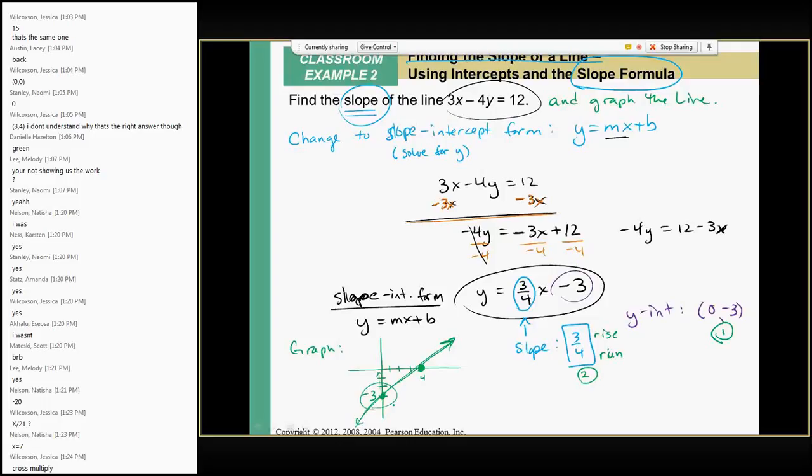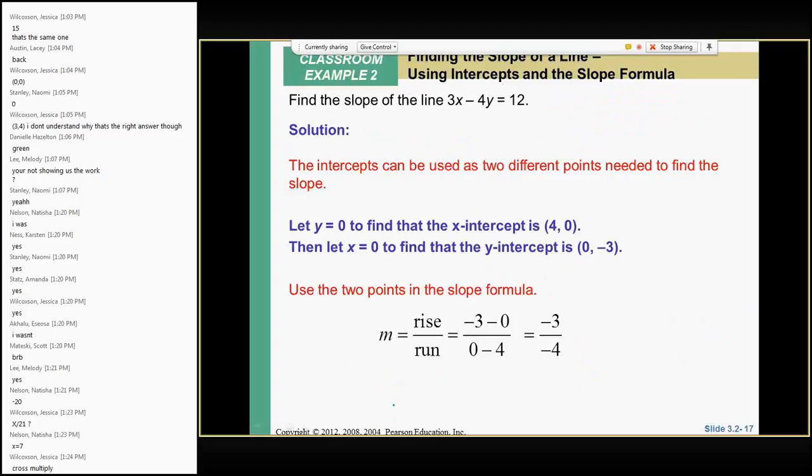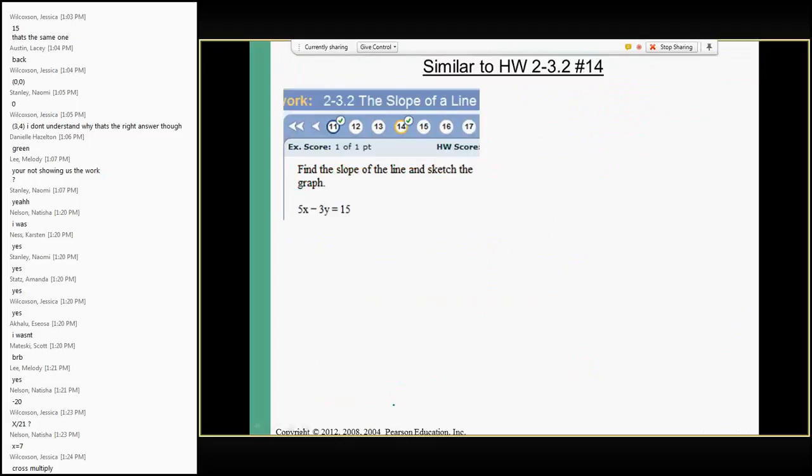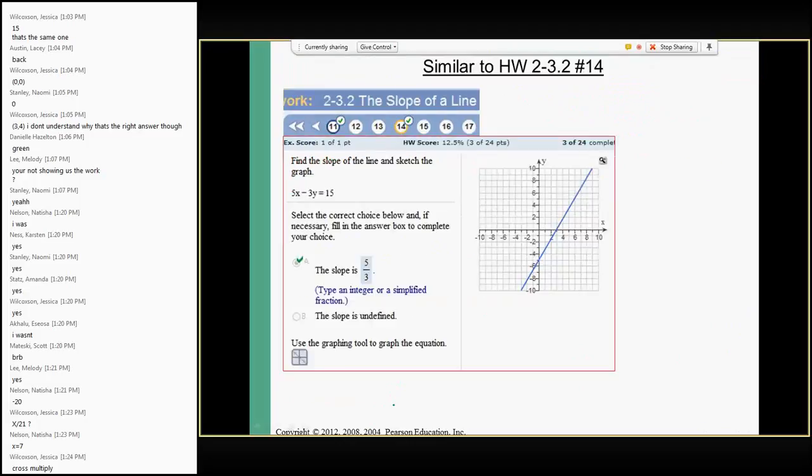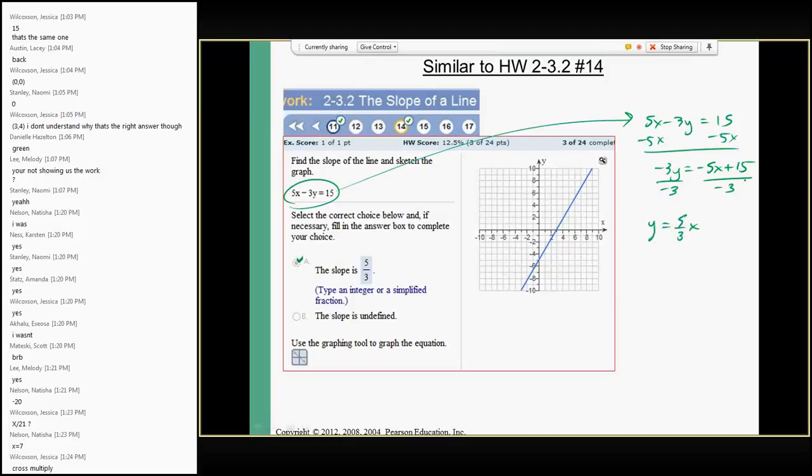Okay, let's go on. Let's see what other kind of questions they could ask. Okay, now, I think we know how to do this now. I'm just going to show you. Finding the slope of the line and then sketch. The easiest thing to do, in my opinion, is get it into slope-intercept form first. So -3y is equal to -5x plus 15, divided by -3. So I have y is equal to negative divided by negative is positive 5/3 x, and positive 15 divided by -3 is -5. So here's your y-intercept.